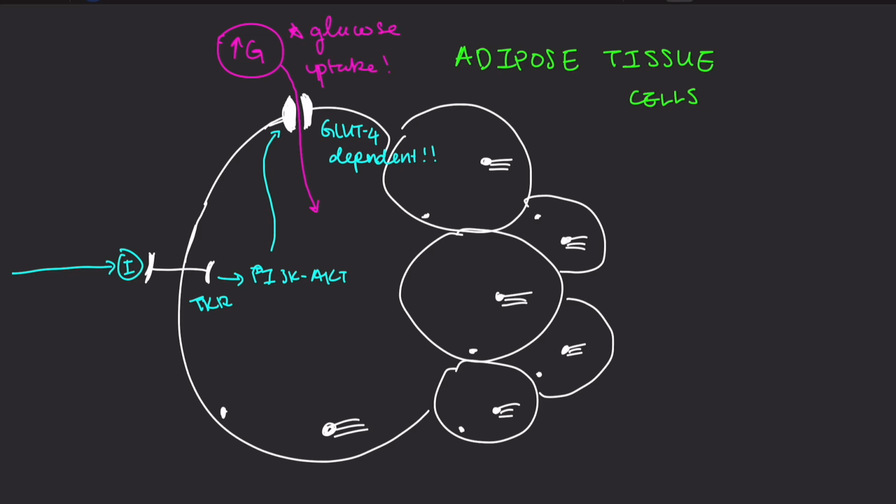Once inside the adipocyte, glucose is primarily used for lipogenesis, the process of fat storage. With the PI3K pathway activated, glucose uptake increases. Glucose is converted into G3P, which then combines with fatty acids to form triglycerides.